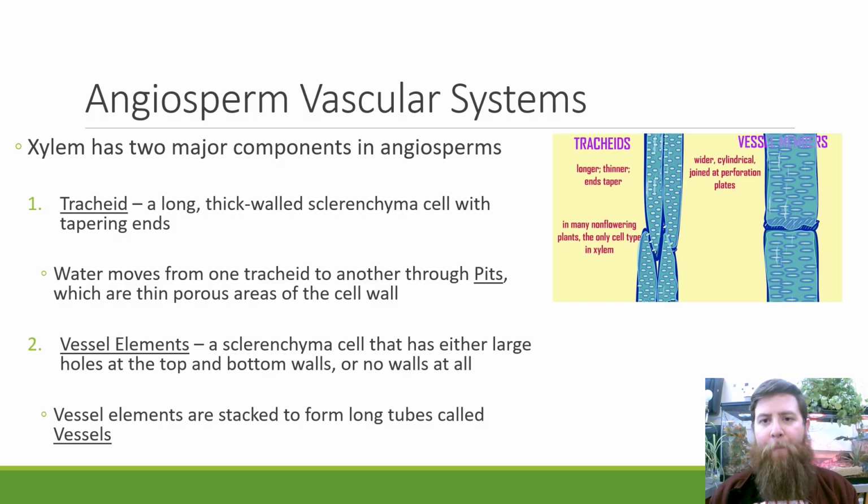Vessel elements are bigger sclerenchyma cells than your tracheids, and they either will have large holes at the top and bottom, or they won't have any walls at all at the top and bottom. They're the elements, and they're stacked on top of each other to form vessels, and the fluid will travel through those holes or up and down through that tube. Vessel elements are much bigger than tracheids.